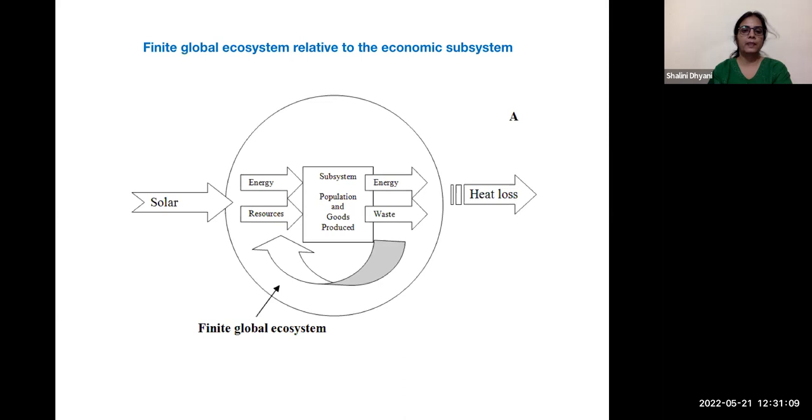So there is this first thing about a finite global ecosystem relative to the economic subsystem. We discussed very much in detail how solar energy enters and how heat loss happens, how entropy increases, how it provides energy and resources to different subsystems, population, goods produced, and how waste and energy, some of them get lost, while some of them get recycled by developing energy and resources that are transformed.